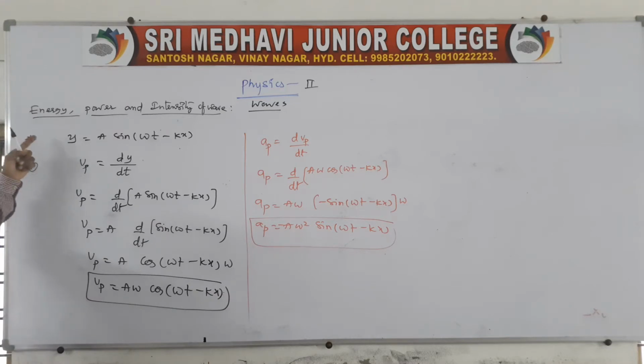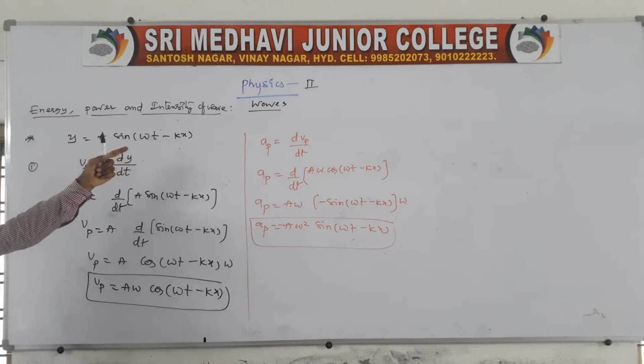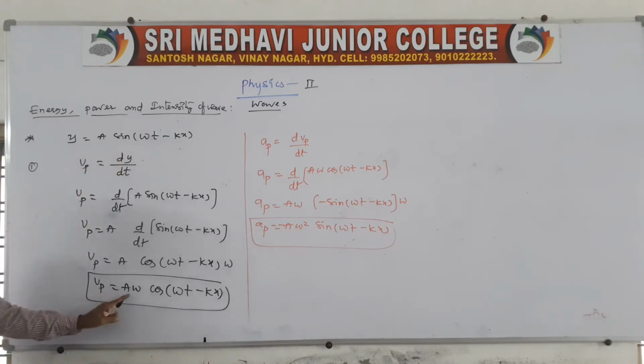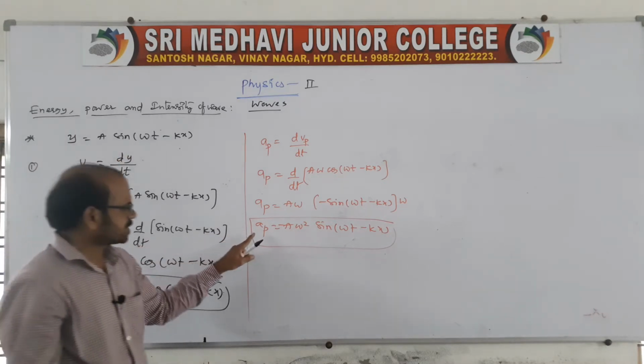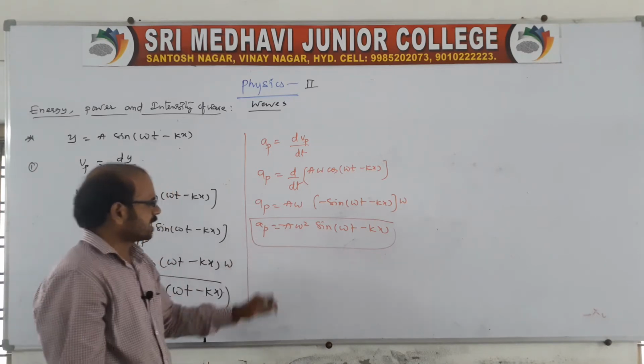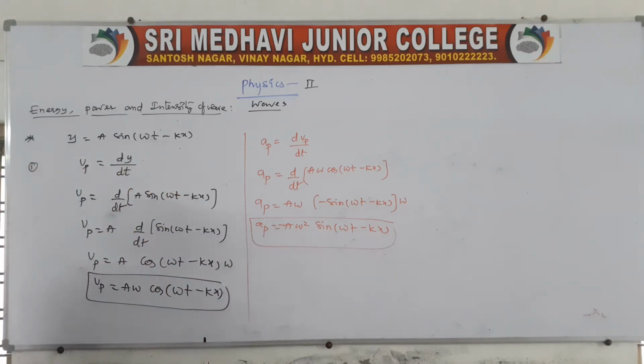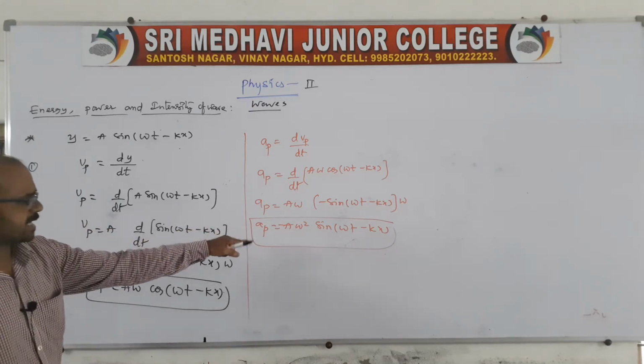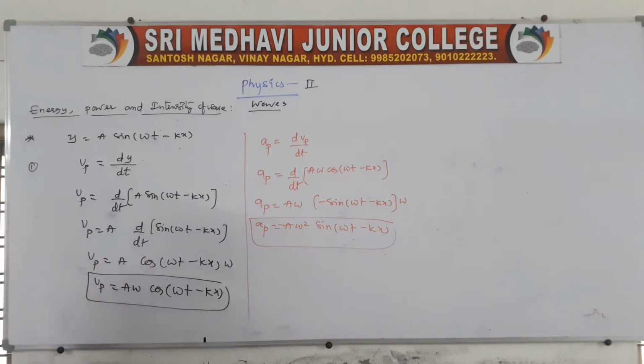So we have the acceleration and the velocity of a particle. For y = a sin(ωt − kx), the particle velocity is Vp = aω cos(ωt − kx), and the particle acceleration is −aω² sin(ωt − kx). Go through this, it will help you, because it may be useful for problems in NEET and JEE Mains. Right now, we have to get the energy.